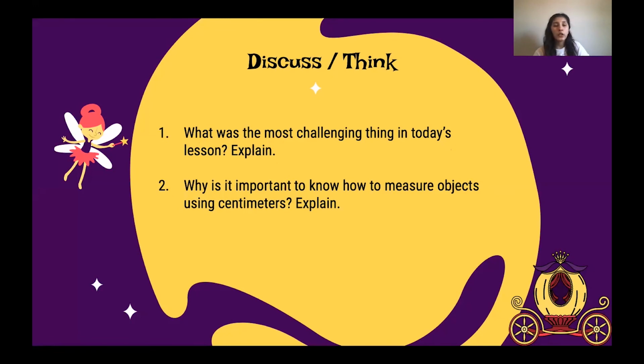And if you thought today's lesson was actually easy, then what was the easiest thing and why was it easy for you? And then our second question is, why is it important to know how to measure objects using centimeters? Explain. So why do you think it's important to know how to measure using centimeters? And explain it. So you can explain it in a story, or you can explain it using one of the examples from today's lesson.